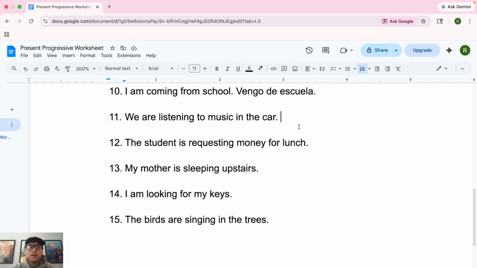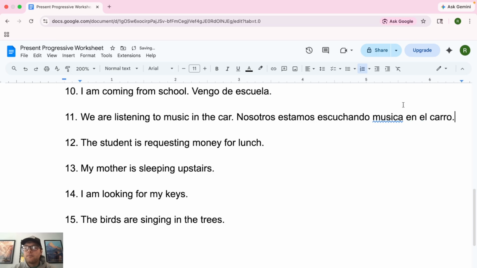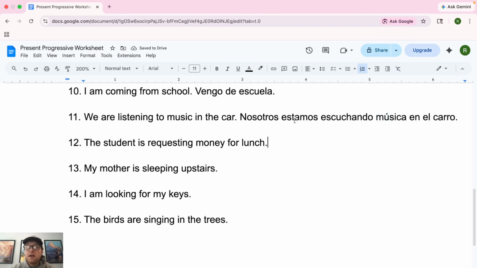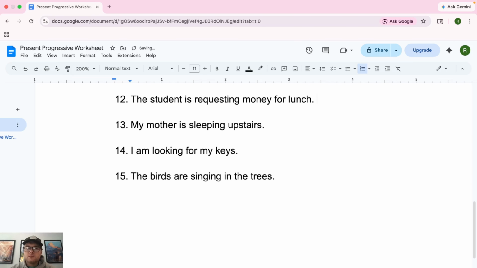Number 11, we are listening to music in the car. All right, listening is escuchar. That's an AR ending. We are listening would be nosotros estamos escuchando música en el carro. All right, música gets a tilde. Remember estamos, no tilde on that one because it's nosotros. Nosotros estamos escuchando. We are listening. Ando, right there.